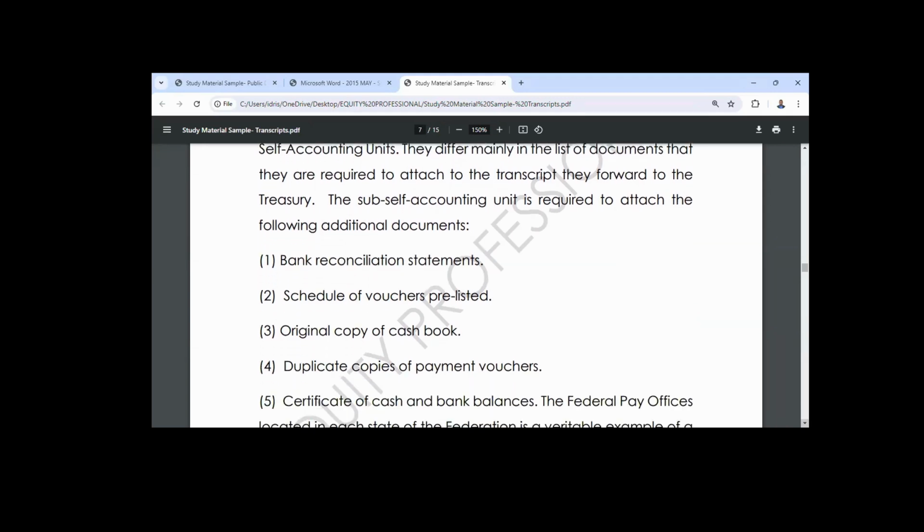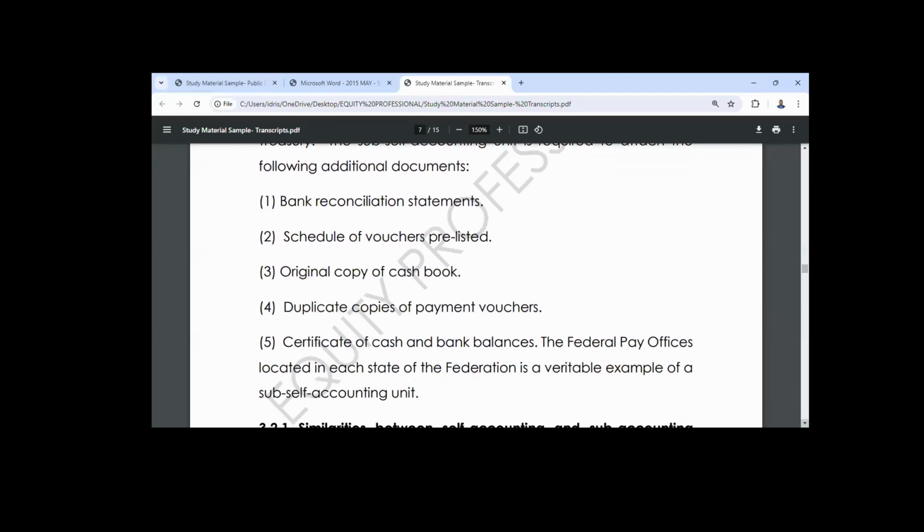Number one, they will attach bank reconciliation statement, schedule of voucher pre-listed, original copy of cash book, duplicate copy of payment voucher, certificate of cash and bank balances.